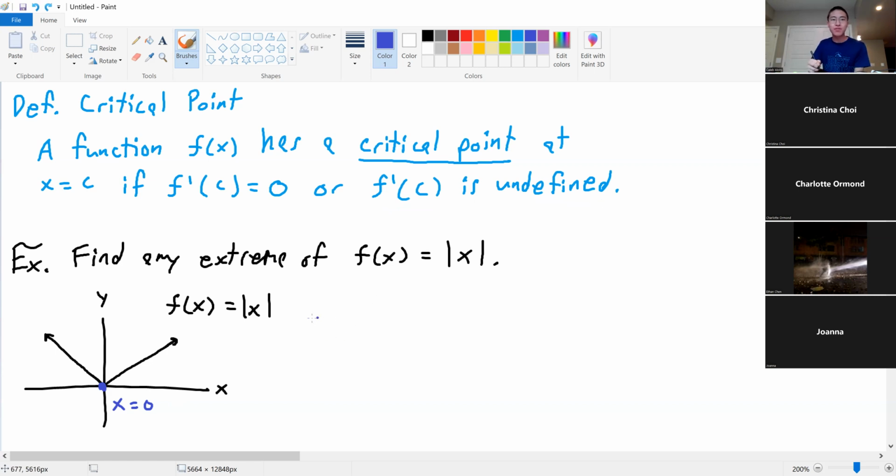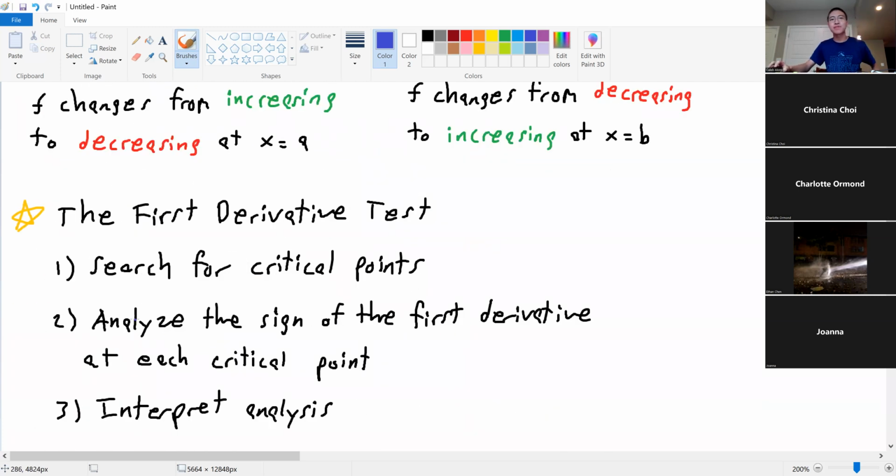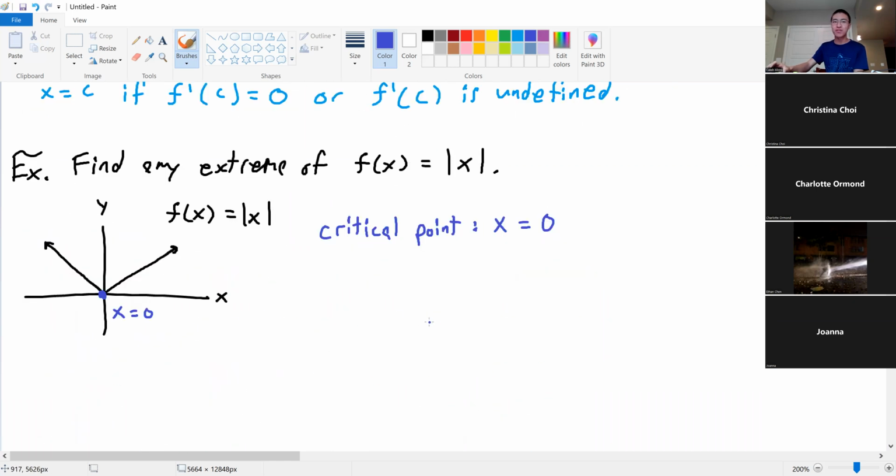So now we have our critical point, x equals 0. The second step is to analyze the sign of the derivative at each critical point. We only have one here. I like to make these little line graphs to organize my information. So we have the slope, and then just x. We know that right when x is equal to 0, the slope is undefined. So I'm just going to say undefined.